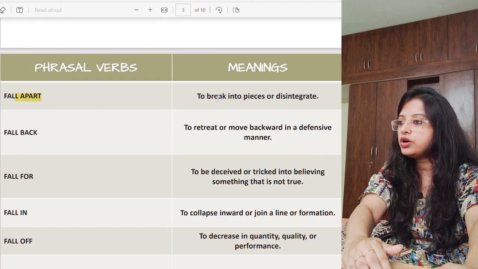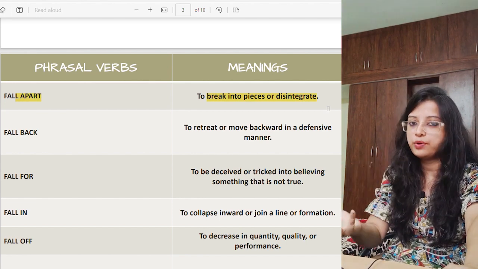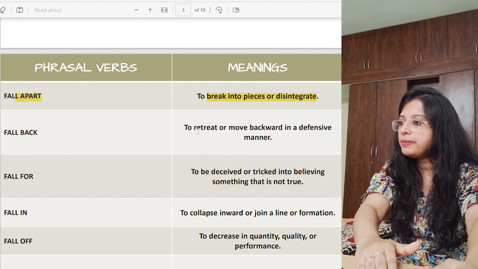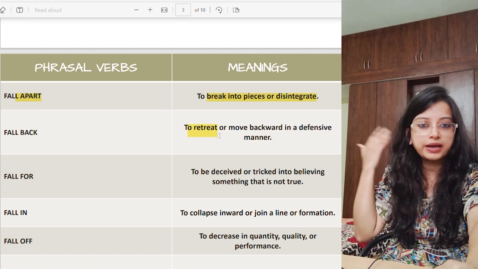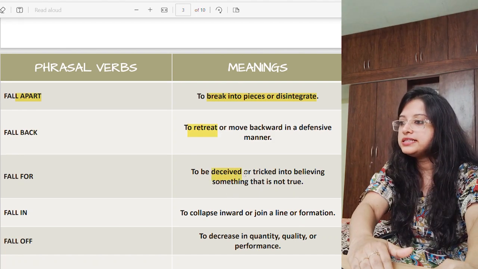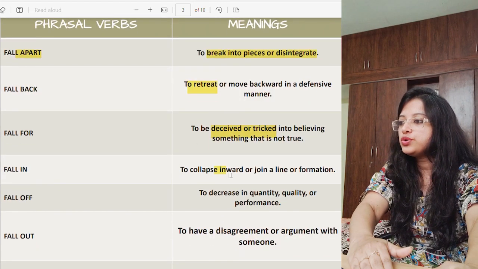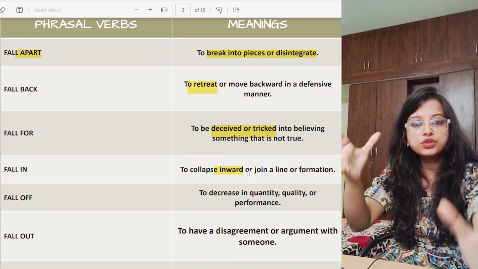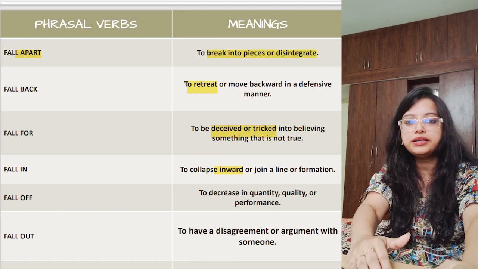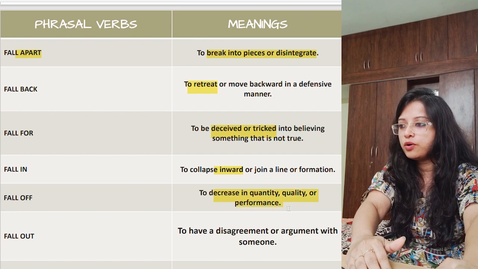Fall apart means what? To break into pieces, just like I told you, the book, they fell apart, the pages fell apart. Fall back means to retreat or move backwards, right? The enemy, the soldier. Fall for means to be deceived, to be fooled or tricked, right? Next, fall in means to collapse inward, just like the house collapsed, okay, because it was not cared for. Fall off means to decrease in quantity, quality, performance, right?